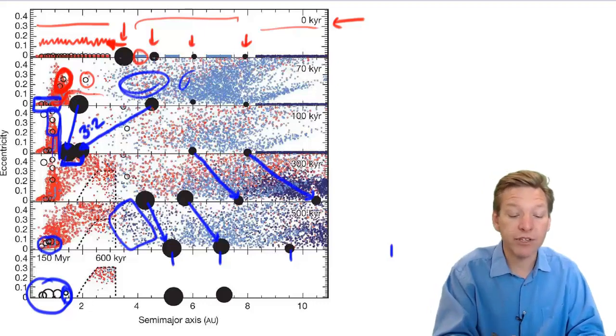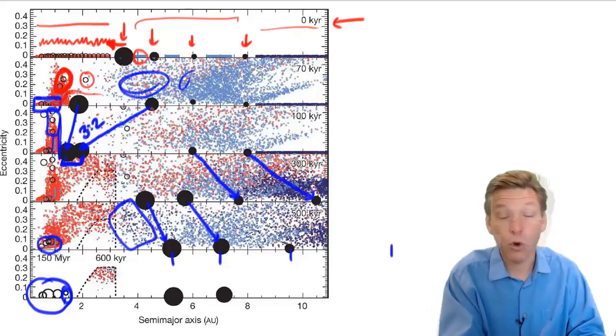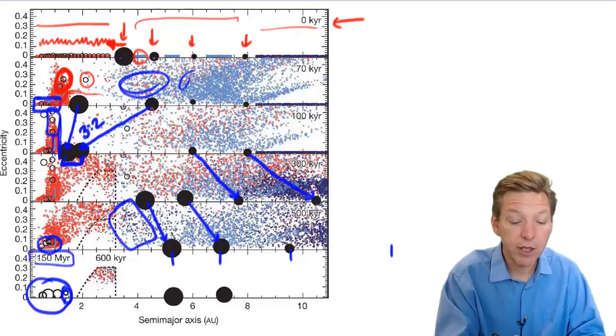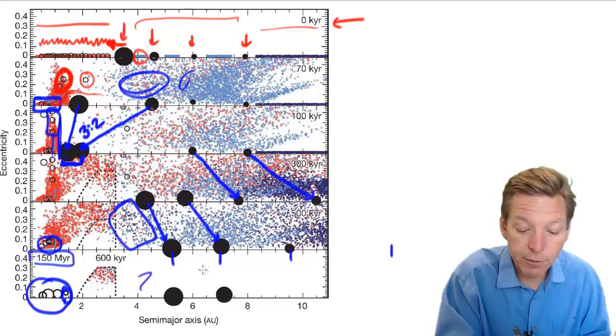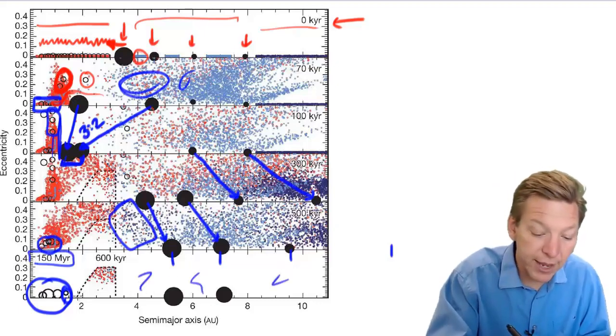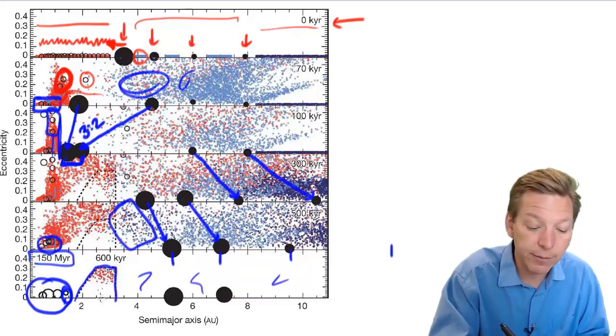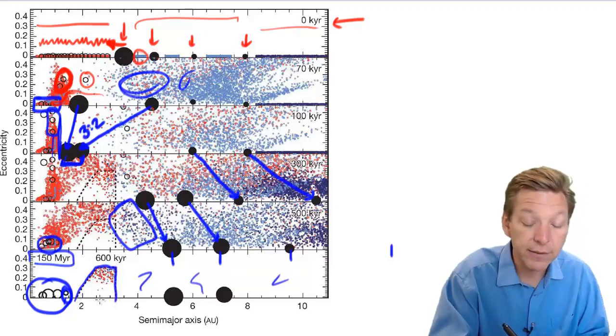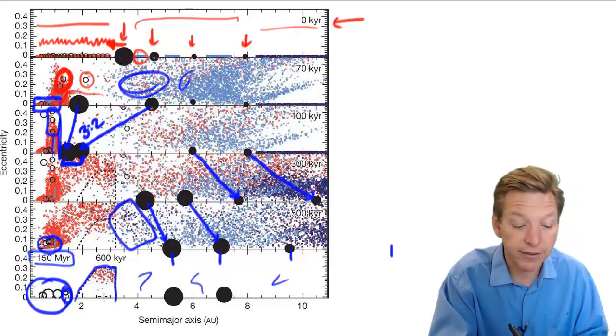When all of the objects have been cleared out by 600,000 years, or 150 million years for the final assembly, you can see what happens. We don't have any small bodies left in any of these unstable regions, and we have something that looks exactly like the asteroid belt. The asteroid belt is inside of this dashed line. The objects that were left over are inside this dashed line.